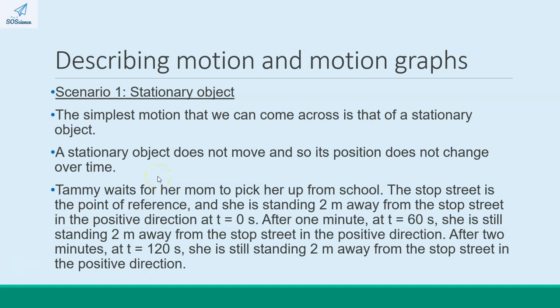Let's consider this scenario. Tammy waits for her mom to pick her up from school. The stop street is the point of reference, and she's standing 2 meters away from the stop street in the positive direction at 0 seconds. After 1 minute, which is at 60 seconds, she's still standing 2 meters away from the stop street in the positive direction. And after 2 minutes, which is 120 seconds, she's still standing 2 meters away from the stop street in the positive direction.